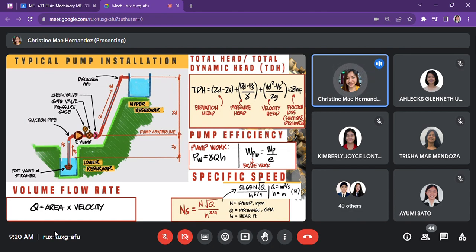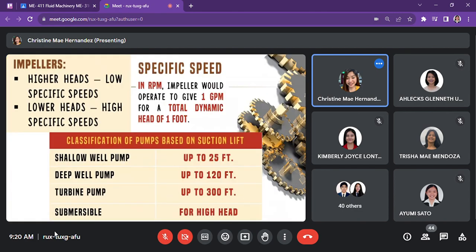So ito gagamitin nyo to pag English unit lang yung given. So pag SI unit naka-indicate naman dyan kung ano ang gagamitin yung formula. So next, impellers. So pag higher heads, meron daw tayong low specific speed. Pag lower heads, meron daw tayong high specific speed.